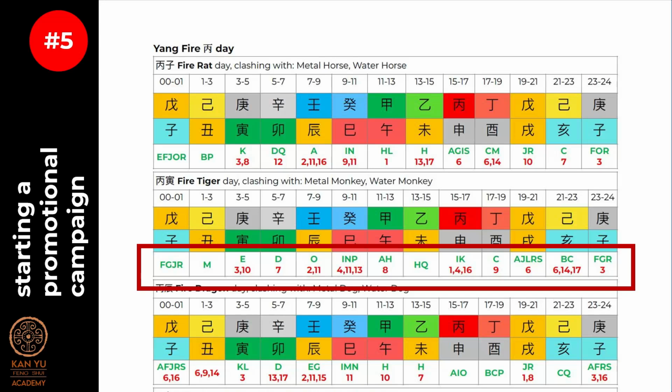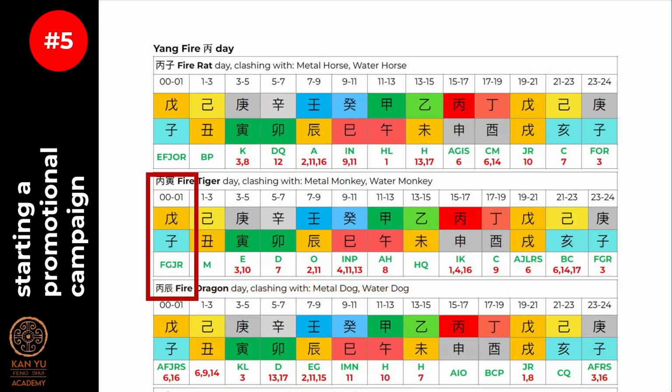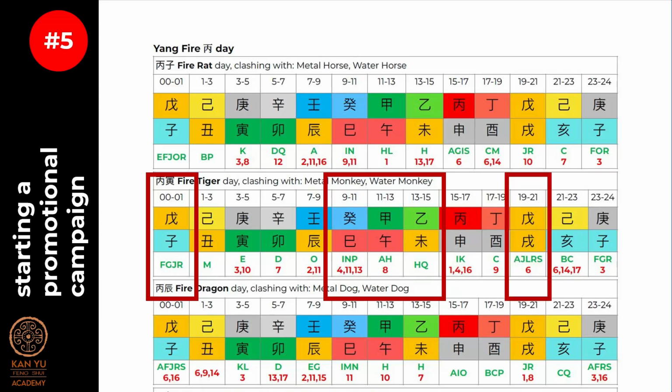We would like to have protection stars and wealth stars for sure. Now, there are 6 wealth stars, but they are not all the same. Their effect is slightly different. First, we check for all pillars that bear mostly favorable stars. Those are the best options to start with. So there is the Earth Rat hour from midnight to 1 a.m., then the Water Snake, the Wood Horse and the Wood Goat hours, and finally the Earth Dog hour.